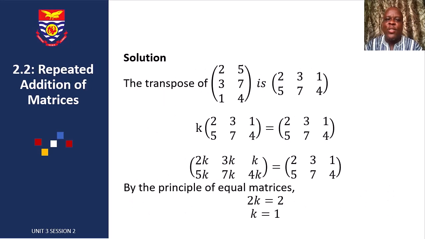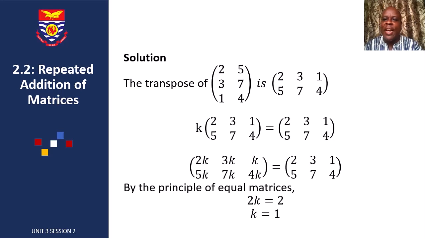Let's look at the solution to the previous question. We will finish and then you will compare your answer to what we have done. We'll start by finding the transpose of the 3 by 2 matrix, which is 2, 5, 3, 7, and 1, 4. And its transpose becomes 2, 3, 1, 5, 7, 4. And now that we get the transpose of this 3 by 2 matrix, it now has the same dimension as the first one that k is multiplying.